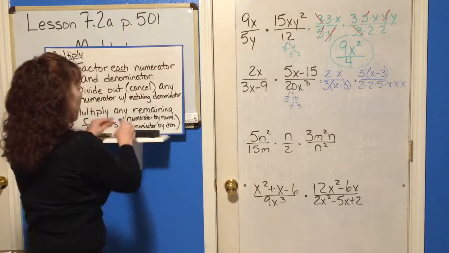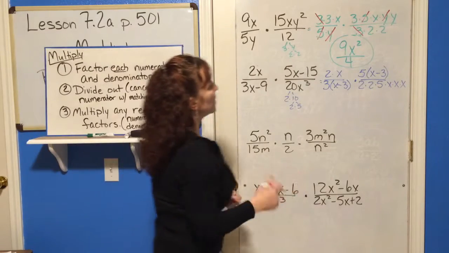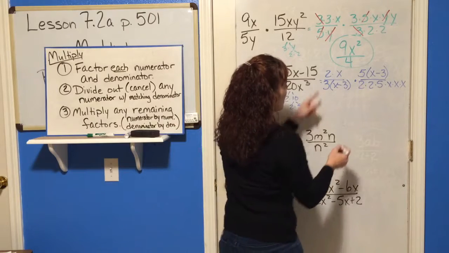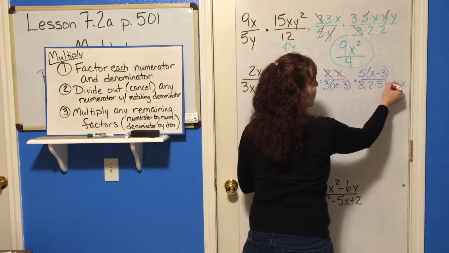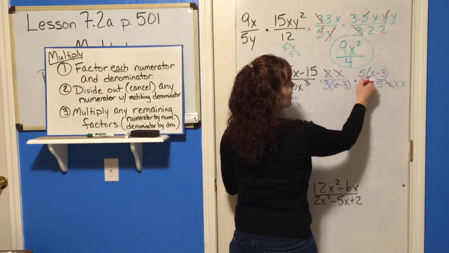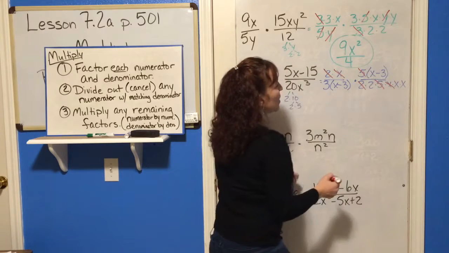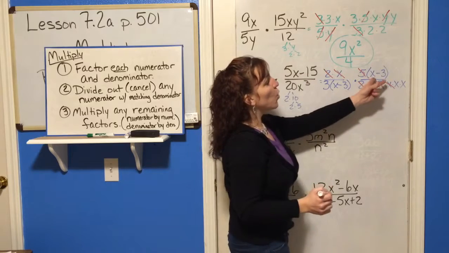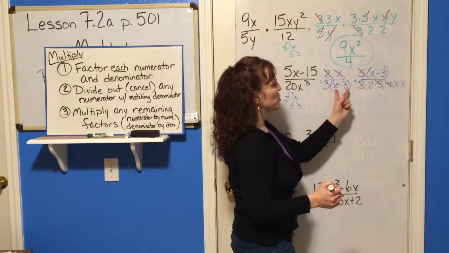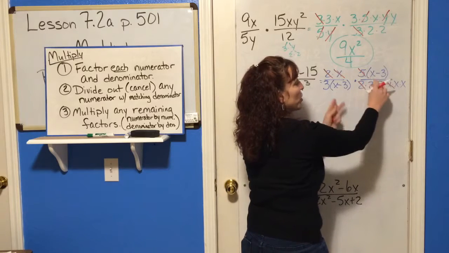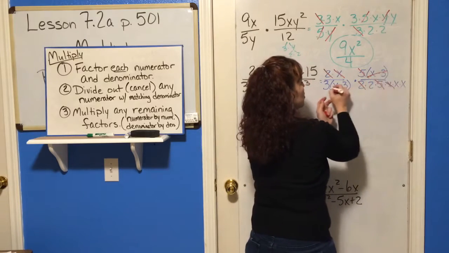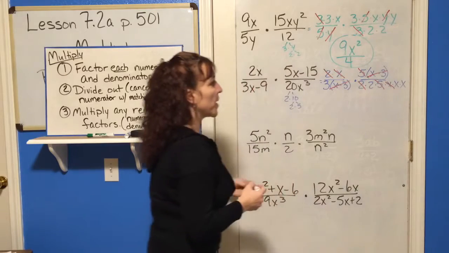All right, now let's cancel what we can. I see a 2 and a 2. I see an x and one of these x's. I see a 5 and a 5. Ooh, and this whole x minus 3 will reduce with this whole x minus 3. Remember, you can't cancel a part of one. You've got to match the whole thing, but we actually do match the whole thing.